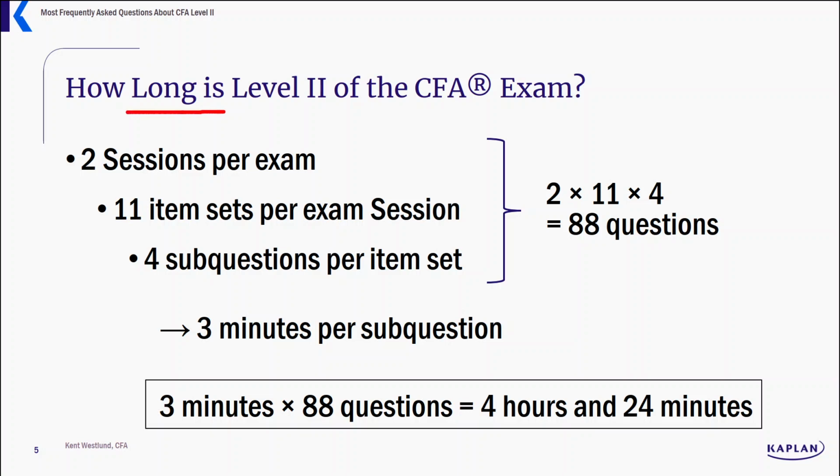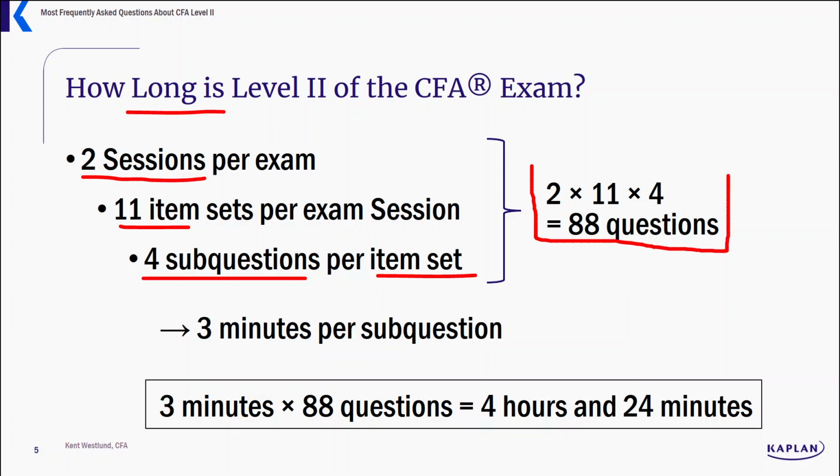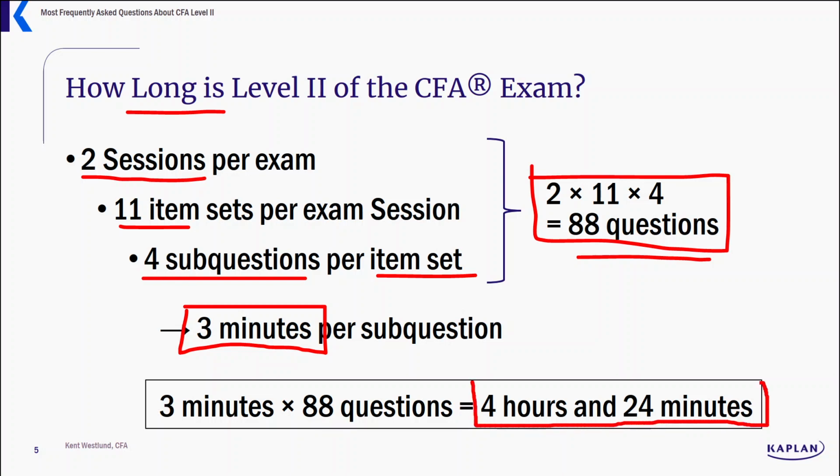How long is Level 2 of the CFA exam? So we said that there's 2 sessions per exam, 11 item sets per session, and 4 sub-questions per item set. We can do that math and come up with 88 sub-questions on the entire Level 2 exam. CFA Institute allocates 3 minutes for you to do each of those sub-questions. So when we do that math, we come up with a total exam time of 4 hours and 24 minutes.